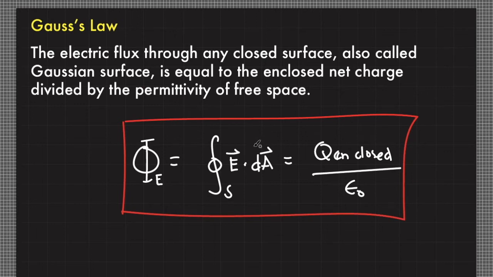Again, E here refers to the total field lines that pass through the Gaussian surface. And these electric field lines can come from both inside and outside of the Gaussian surface. So it depends on the position of the charge. Next, dA here, or the integral of dA here, refers to our imaginary surface called the Gaussian surface. And finally, the Q enclosed here refers to the charges or bunch of charges enclosed by the Gaussian surface. So let's have some demonstration.